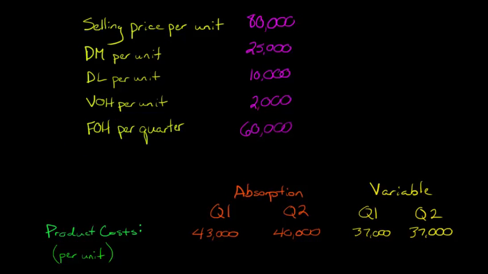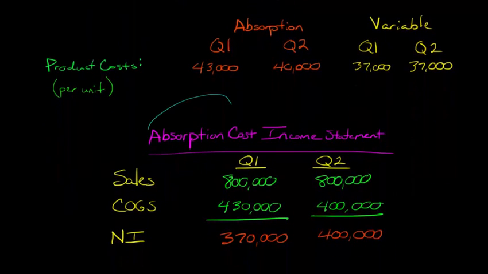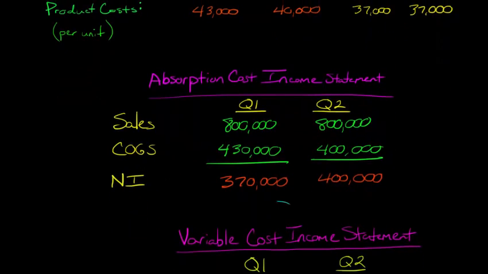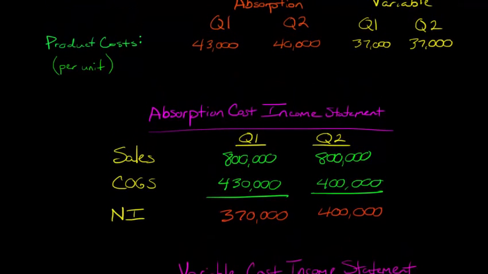Now, we're going to use those product costs to put together an income statement. We're going to have an absorption cost income statement, and then we're going to have a variable cost income statement. So let's deal with the absorption cost income statement first. Right now, we sell 10 products in each period. That means 10 products are going to flow through cost of goods sold. So to get the cost of goods sold, you just take 10 times 43,000 for quarter one. That's 430,000. And then 10 times 40,000 for quarter two, which is 400,000.